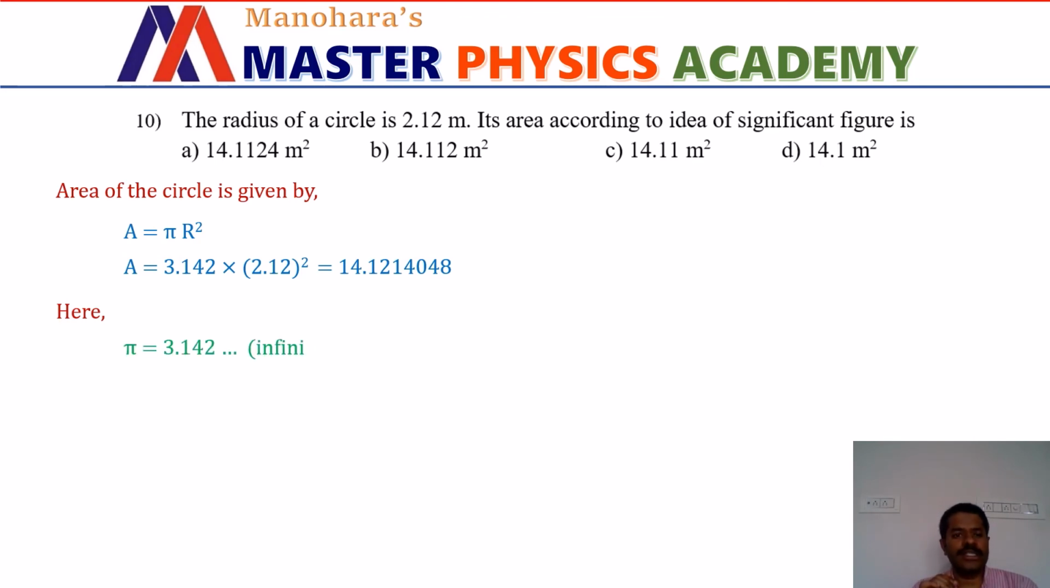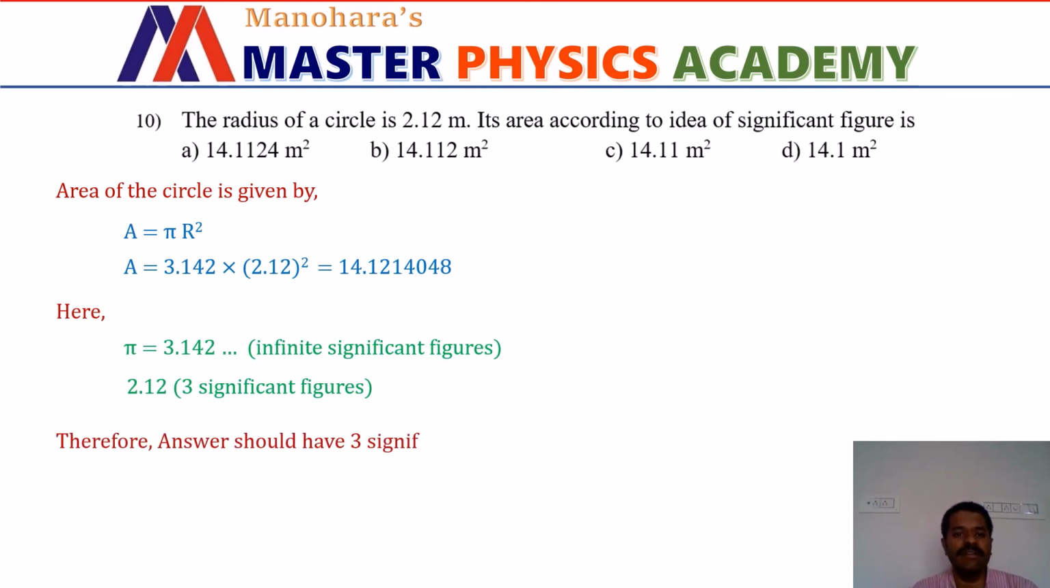Now, according to the concept of significant figures, we have pi equals 3.142 and so on, and it has infinite significant figures since it is a constant. The radius value is given as 2.12 meter. It has 3 significant figures. According to the rule of significant figures for a product, the answer should have 3 significant figures. We should round the answer to 3 digits only. Hence, the answer is 14.1. Option D is the right choice.